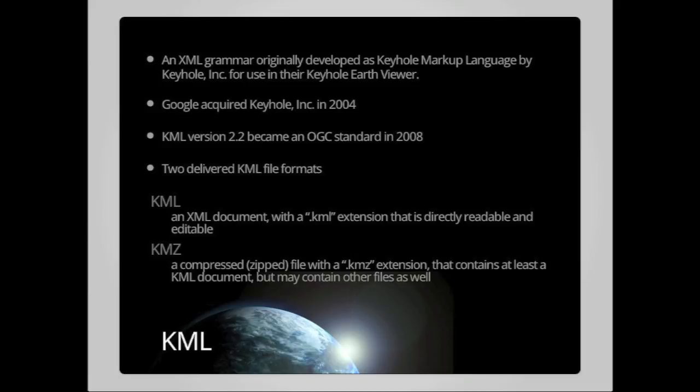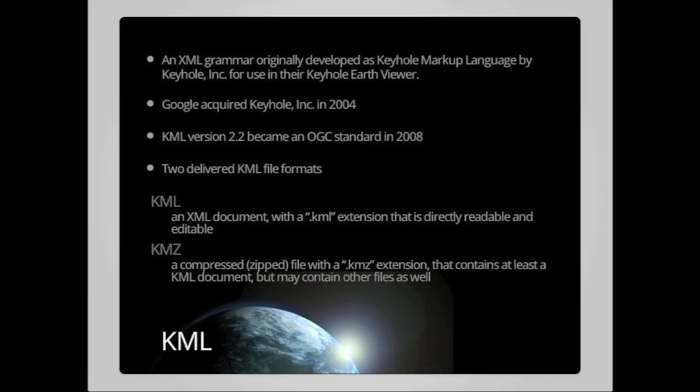KML started as the Keyhole Markup Language by Keyhole Incorporated that they were using in their Keyhole Earth Viewer. When Google acquired Keyhole in 2004, they started evolving KML. And when Google joined the OGC in 2005 and 2006, they brought KML with them and started KML through the OGC standards process. And KML version 2.2 became an official OGC standard in 2008.